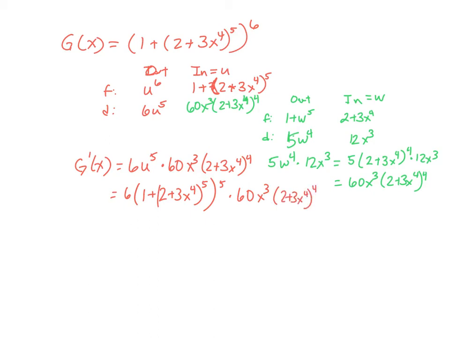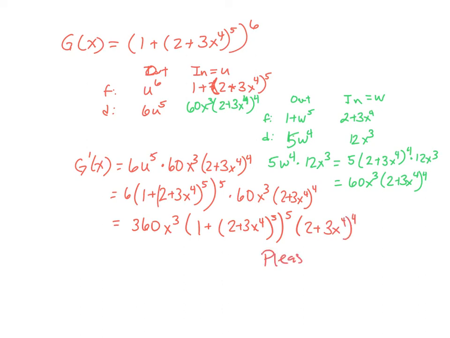This is making me a little bit nauseous. The last thing I could do to clean this up might be multiply the 6 times the 60 and get 360x cubed, 1 plus 2 plus 3x to the fourth to the fifth times 2 plus 3x to the fourth. Please stop here. Yikes. Wow. That's how this works. That's how we would solve that problem. We would find the derivative. That is the first derivative of that function. We had to use the chain rule a couple of times. Don't be surprised when you get asked to do that.